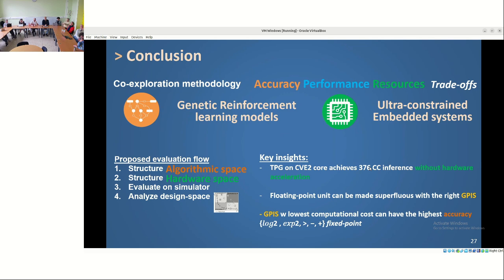Floating point units are shown to be made superfluous when selecting the right instruction set for the TPG. And we can see that the instruction set with the lowest computational cost can have the highest accuracy among its data type.